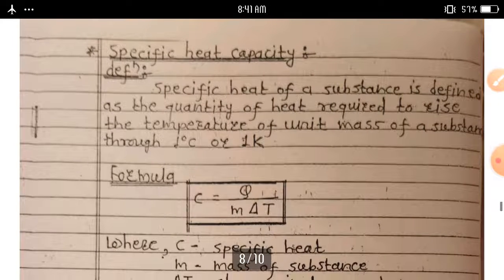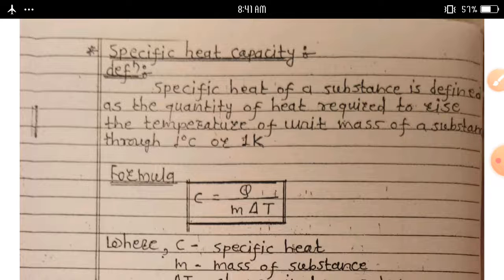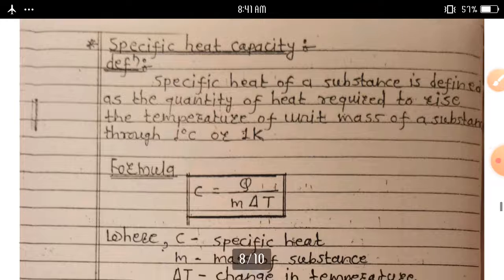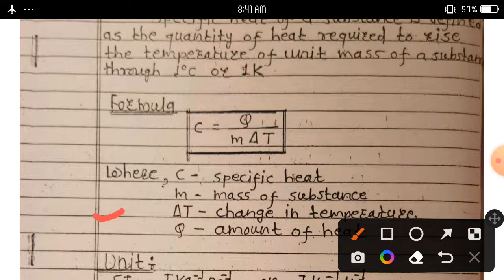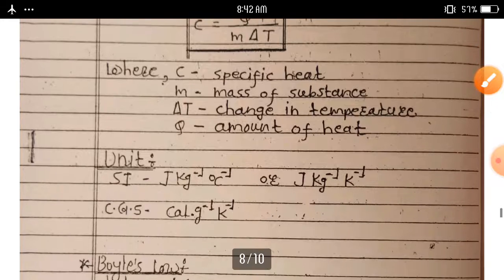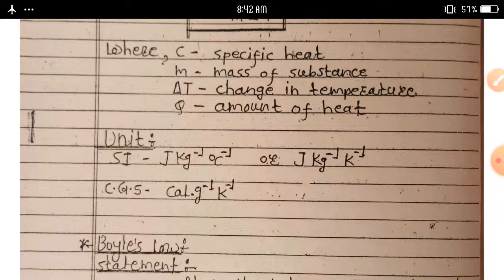Another definition is specific heat capacity, denoted by C. Definition: specific heat of a substance is defined as the quantity of heat required to raise the temperature of unit mass of a substance through 1 degree Celsius or 1 kelvin. Formula: C is equal to Q upon m into delta T. Here C is the specific heat, m is the mass of substance, delta T is the change in temperature, and Q is the amount of heat. SI unit of specific heat is joule per kilogram per degree Celsius. CGS unit is calorie per gram per kelvin.